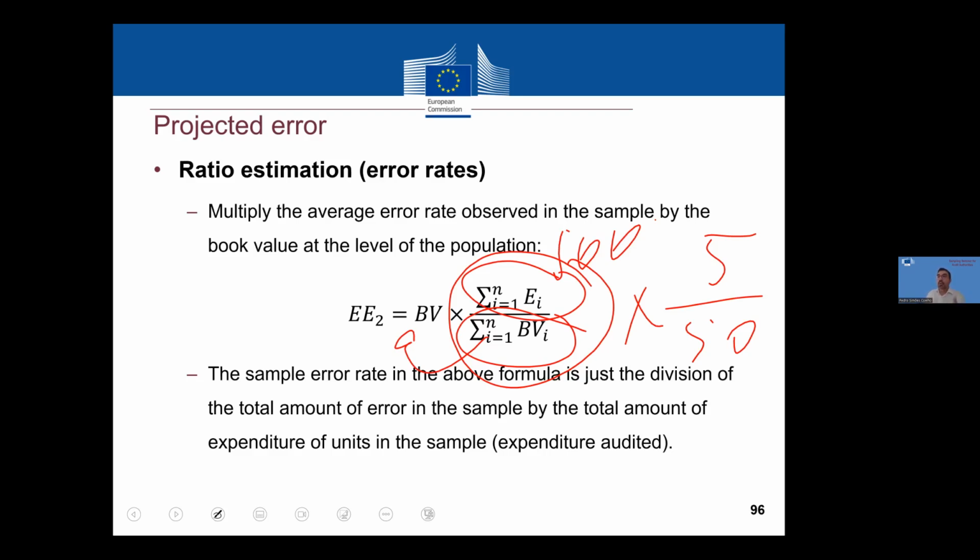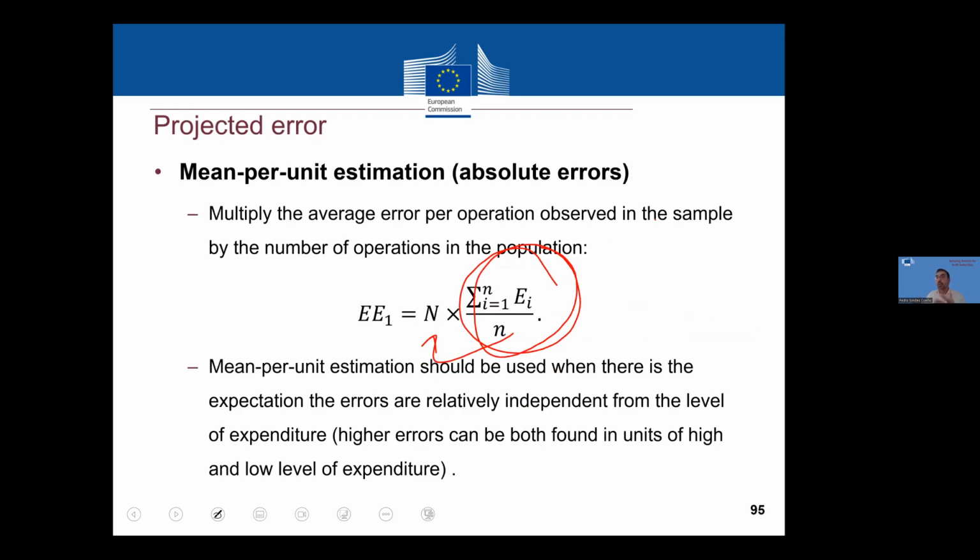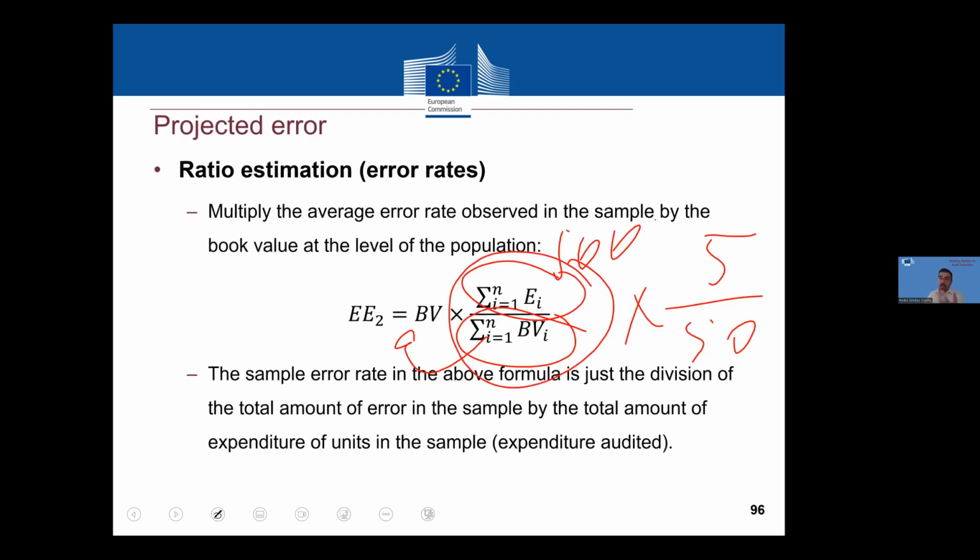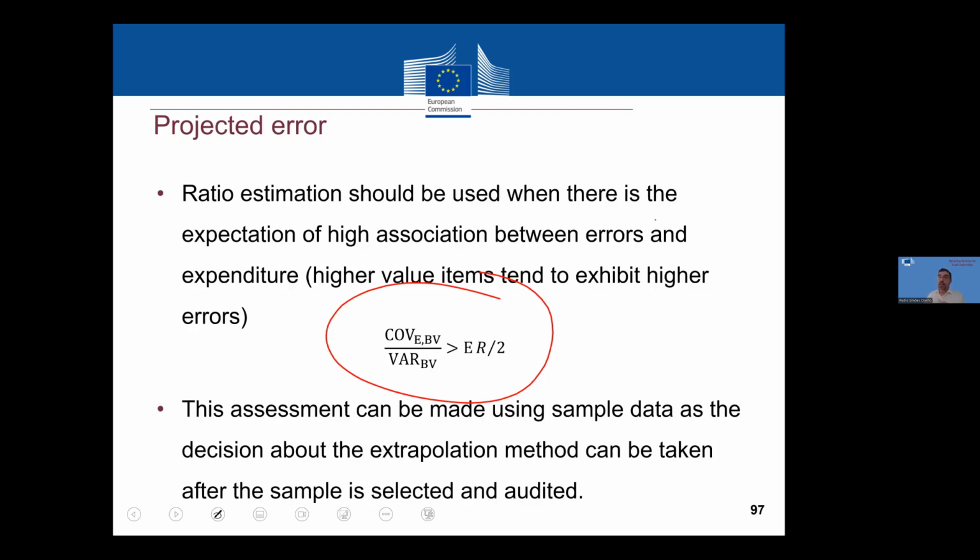This one produces a percentage that you multiply by the population expenditure. This one produces an average error expressed in monetary units that you multiply by the population size. By the end of the day, both project the total error of the population, but one through absolute errors, the other through percentages, error rates. But what is important for you is that at this moment, this is not a free choice, and either you use this formula to quantify.